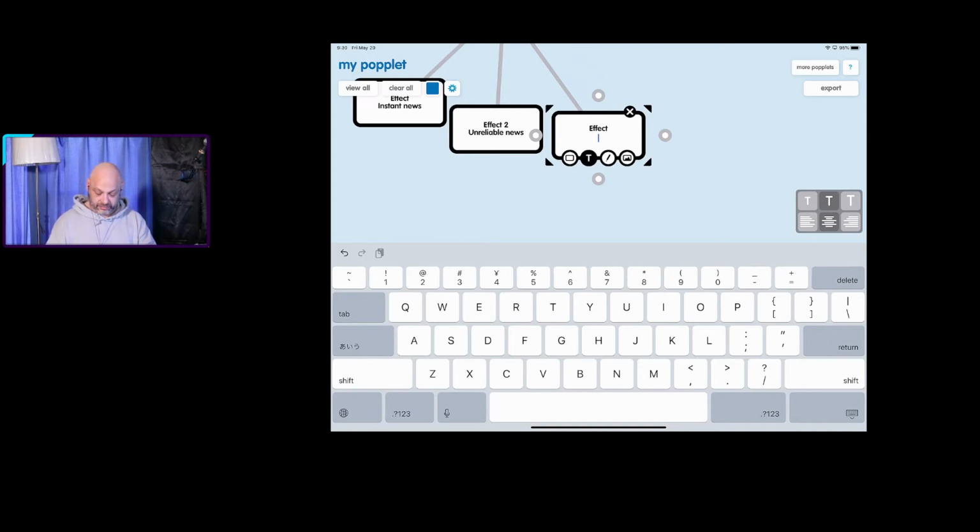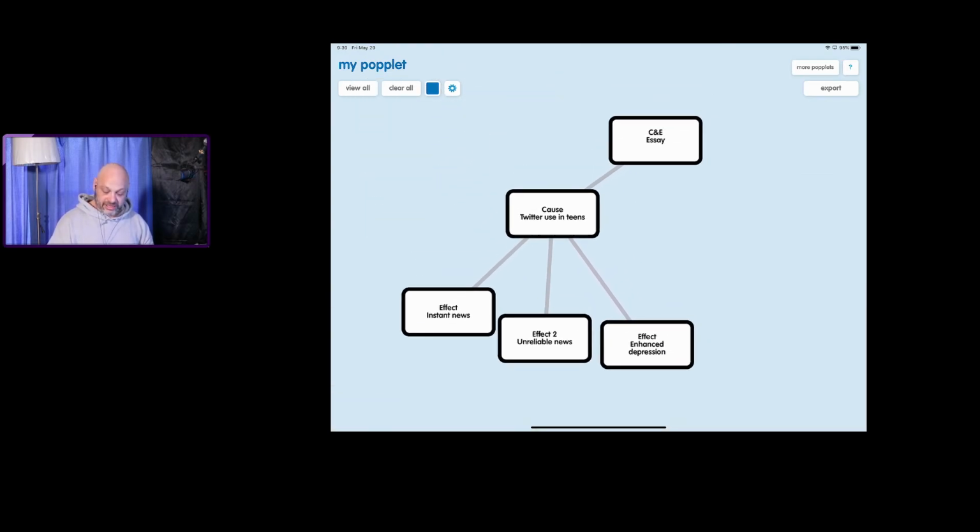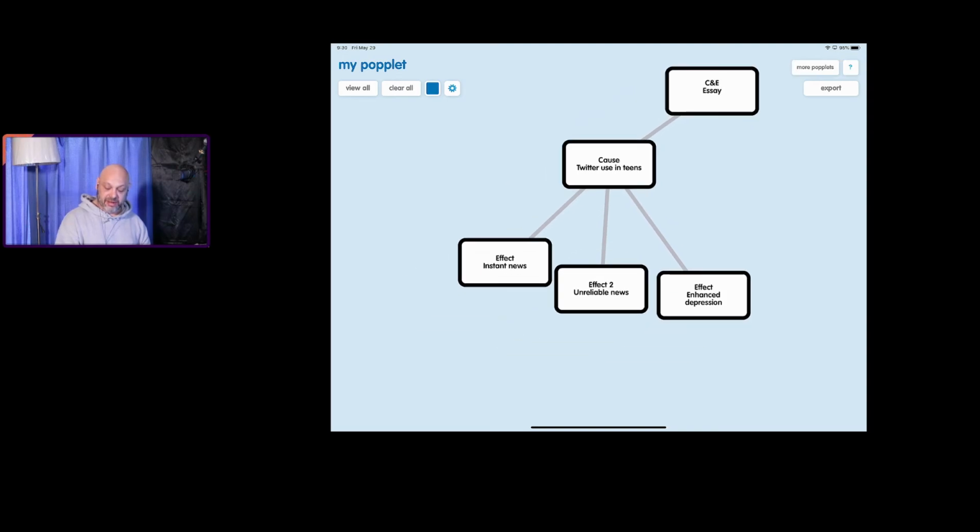Third effect could, let's see, I need a word, and nobody, you can't help me. I need a word. Enhance. Let's use enhanced. That's fine. Depression. Wow, let's spell a little bit, just a little. There we go.